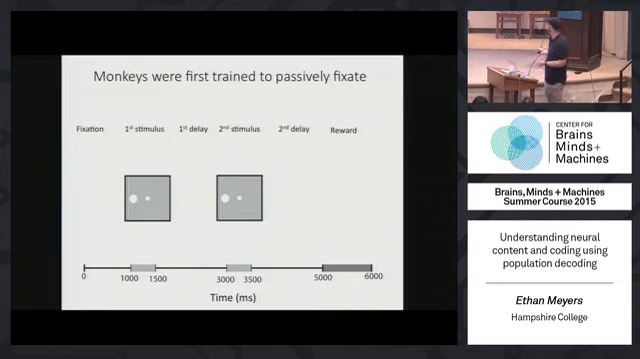On some trials, the stimuli were the same. On other trials, they were different. But the monkey did not need to care about that. So the monkey does this passive task, and they record over 750 neurons from the prefrontal cortex. And then they trained the monkey to do a delayed match to sample task, which ran very similarly.